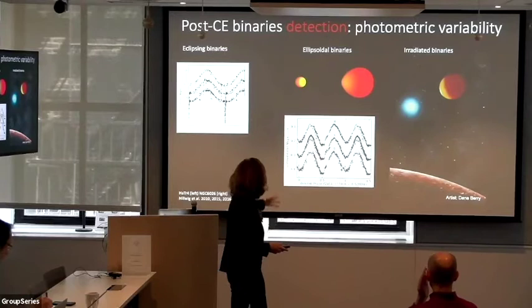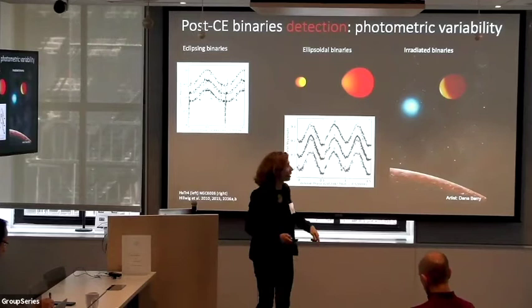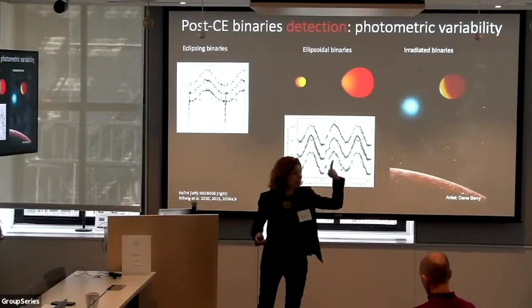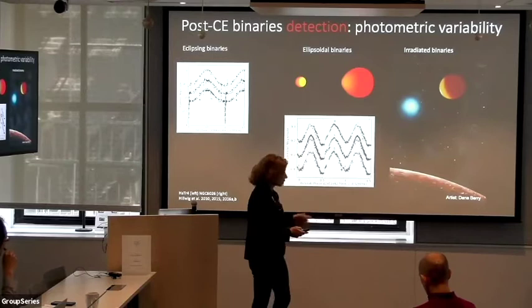And here there's a couple of examples. Here you have the irradiation effect plus some overlapping eclipses. Here you have irradiation effect as well as ellipsoidal variability that gives you two cycles of variability for one period. And you see it here in unequal troughs. So this is how we find them.